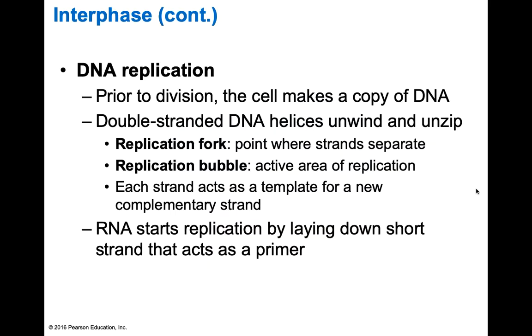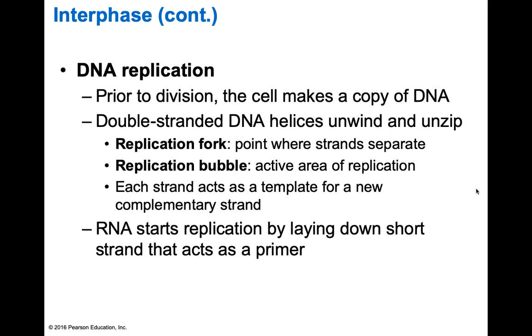So during S phase, we have DNA replication. Prior to division, the cell is going to make a copy of the DNA. Like I said, you have to have 2 cells at the end of this. You need 2 sets of the DNA. You have the double-stranded helix unwinding, unzipping, and you're going to use helicase and topoisomerase to help with all of that. Those are enzymes to help with DNA replication.